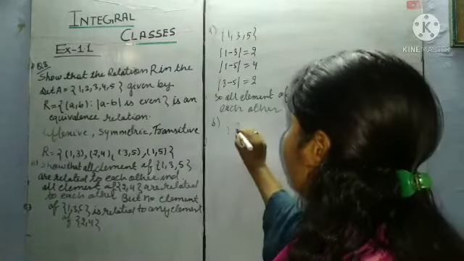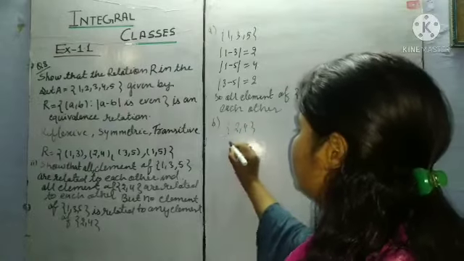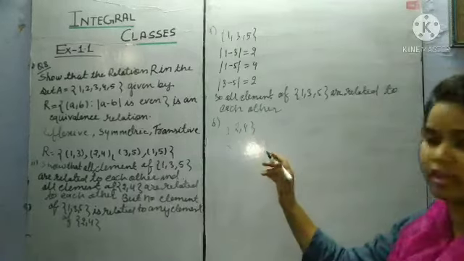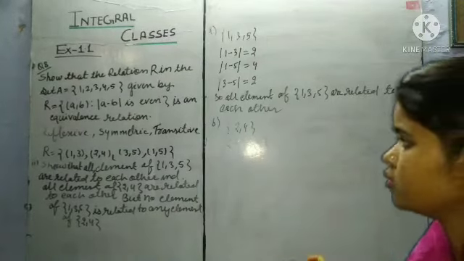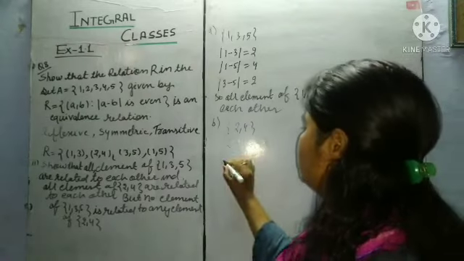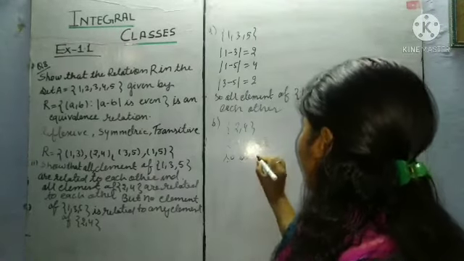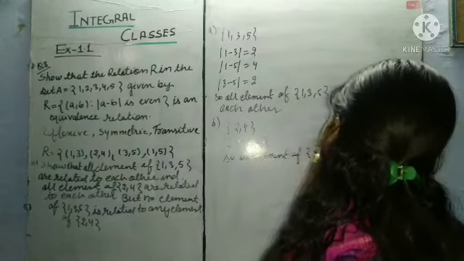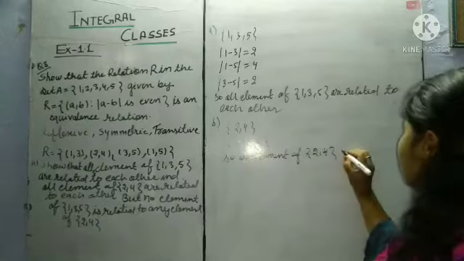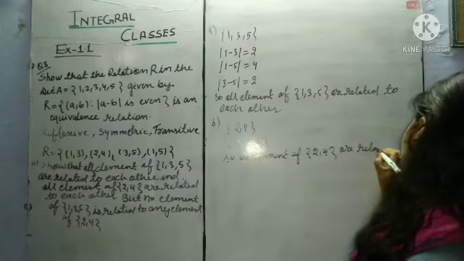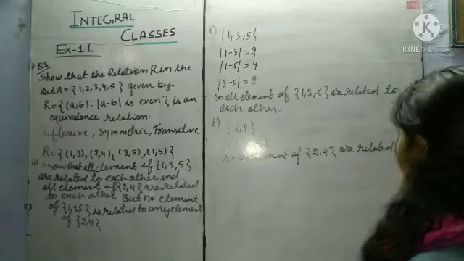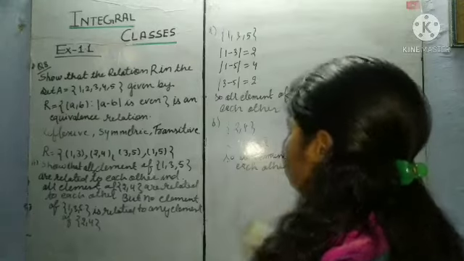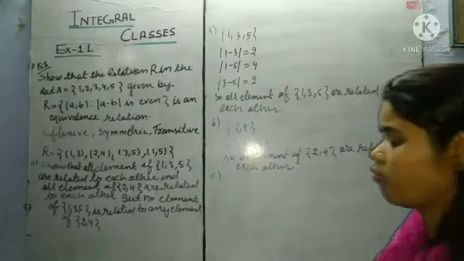Now the B part is all elements of {2, 4}. So again for {2, 4} we write 2 minus 4 equal to 2, which is an even number. So it is also true that all elements of {2, 4} are related to each other.